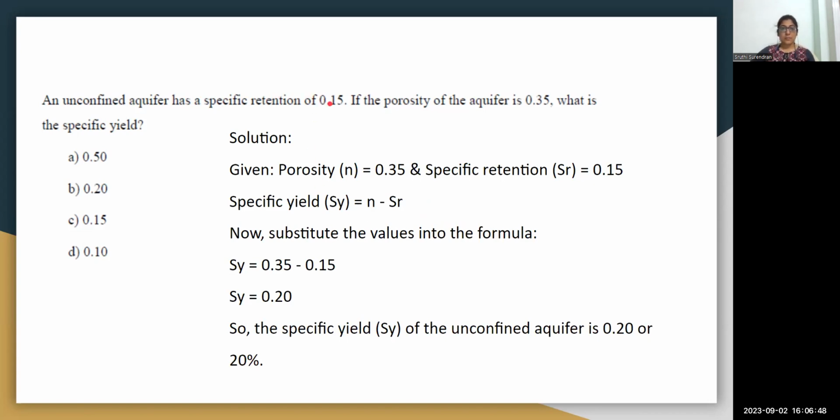Here we've been given the specific retention and porosity. So n minus the specific retention gives the specific yield. n is 0.35, specific retention is 0.15, so 0.35 minus 0.15 is 0.2. So specific yield is 0.2, or 20% in terms of percentage. So option B is the correct answer.